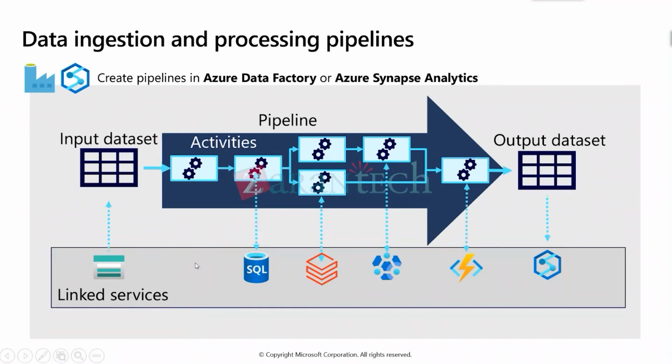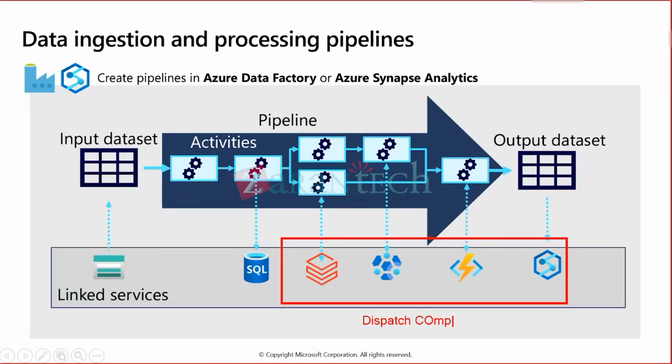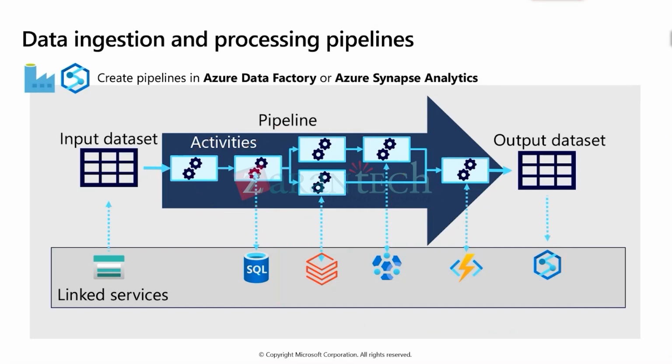So that means your Synapse pipeline can also dispatch compute activity to outside big data or distributed big data processing services like Azure HDInsight clusters, Databricks clusters, or Azure Data Lake Analytics, right? You can dispatch compute activity for transformation as an activity in your pipeline. Make sense, everybody? Make sense?